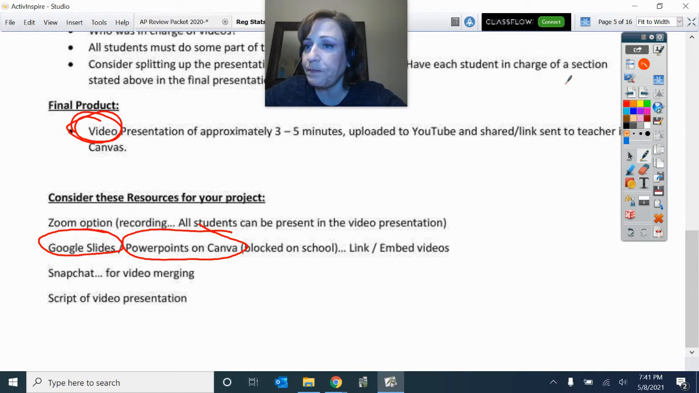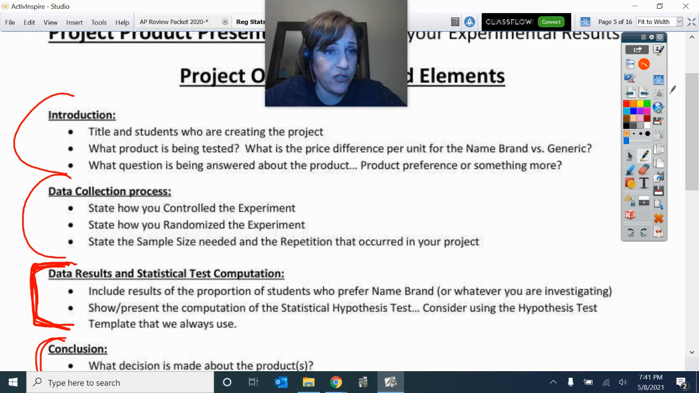Now let's look at one. The first slide is your introduction: the title and the students who are creating it, what products are being tested, and you need to look up the price per unit, the price per ounce, or however that works for those 2 items, because that is the key consideration in a benefit to using the generic over the name brand. And what question are you answering about your product?